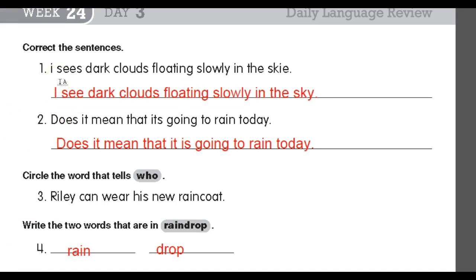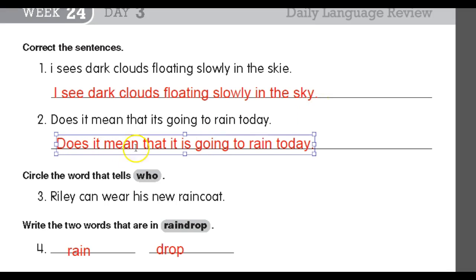Okay, I see dark clouds floating in the sky. So always capitalize I when you're referring to yourself. See, not sees, dark clouds floating slowly in the sky. So sky is S-K-Y period.